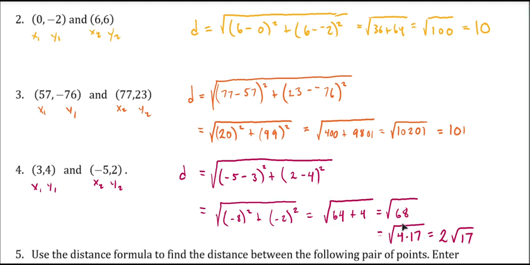68 isn't a perfect square, but it does have a 4 as one of its factors, which is a perfect square who has a square root of 2.